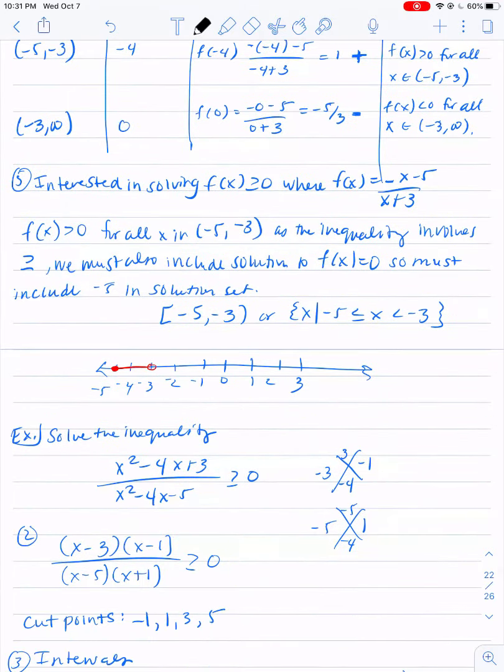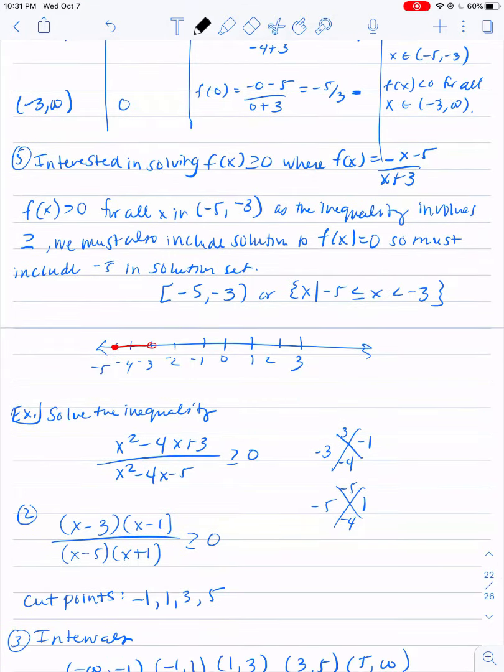That's why we don't include the point 0. Or negative 3, sorry. So I have negative 5 to negative 3 as my solution set here, and I have a closed dot at negative 5 and an open dot at negative 3.